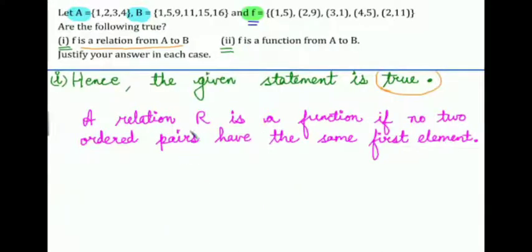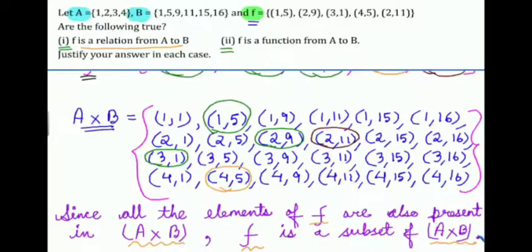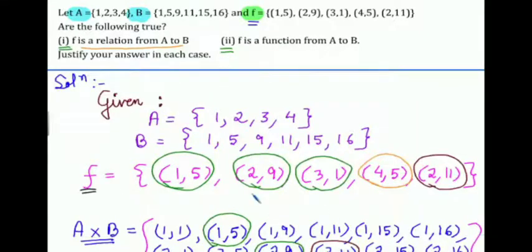So a relation R is a function if no two ordered pairs have the same first element. For the second question, F is a function from A to B. So our definition of function is: a relation R is a function if no two elements are present in the first.